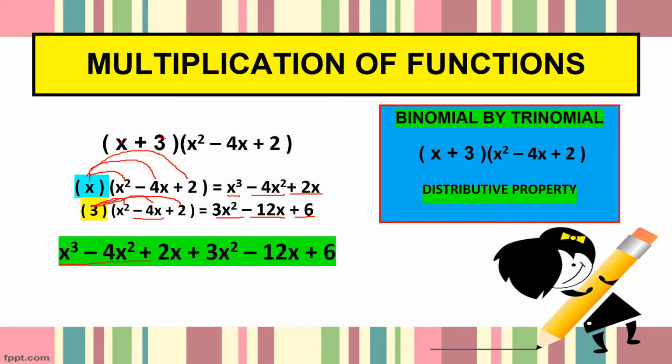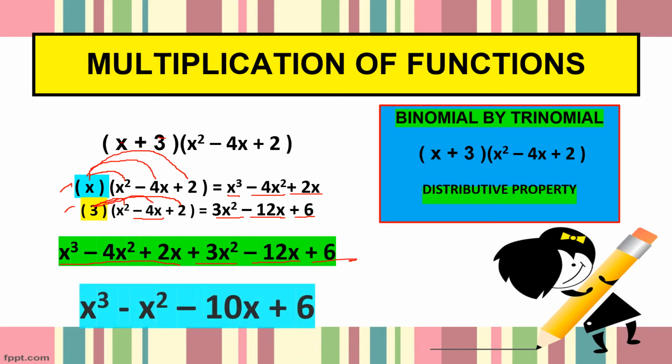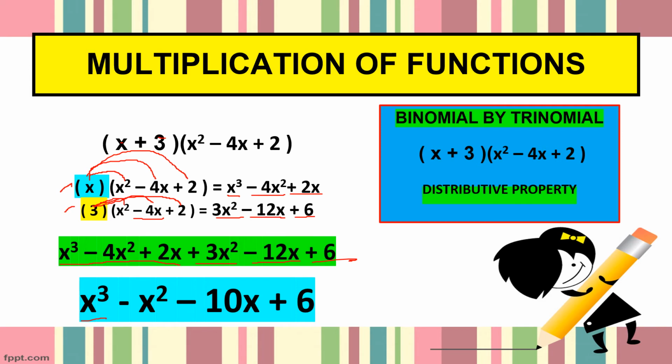So, this is the answer in here using x. So, x cubed minus 4x squared plus 12x, plus 2x. Okay? And then, yung answer naman dito, so we have here positive 3x squared minus 12x plus 6. And then, last step is just to combine like terms. Okay, so the final answer will be x cubed minus x squared minus 10x plus 6.